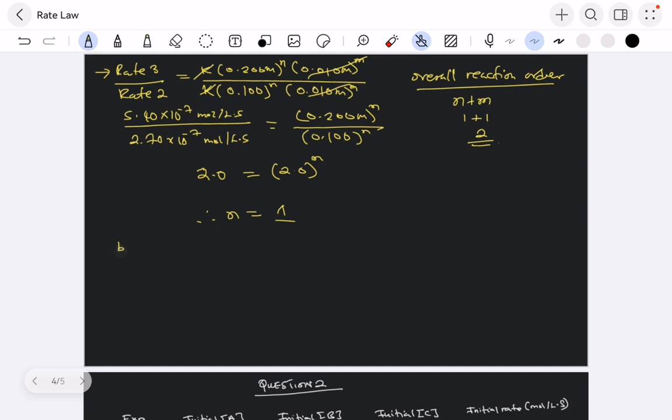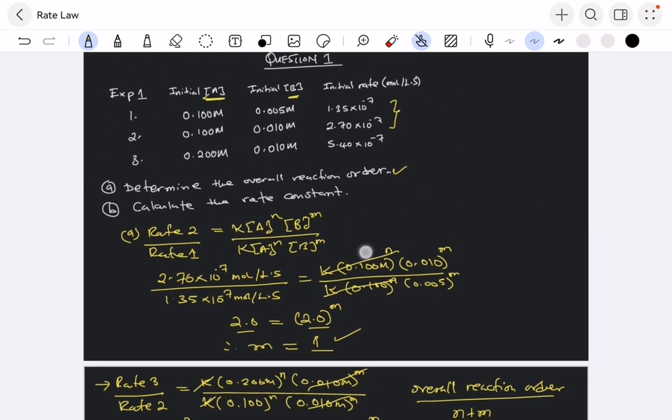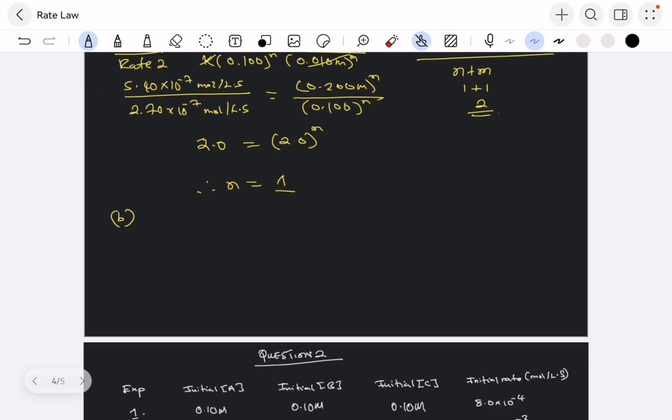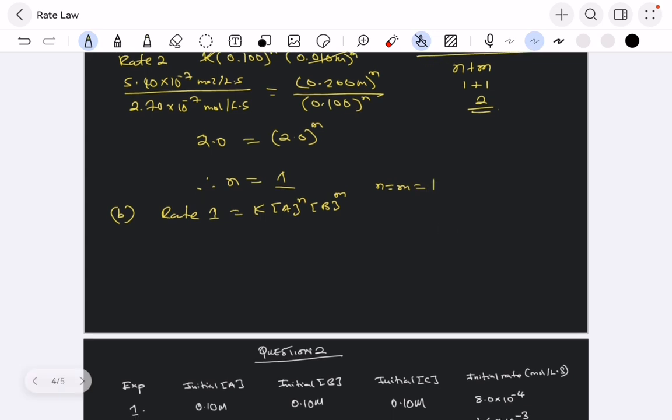Then for part B, the question requires us to find the rate constant. To find the rate constant, we can just pick one reaction. Say, maybe rate 1 for the first experiment. It's going to be K, then the concentration of A to the n, then B to the m. So here we know that n and m both are equal to 1. So to find the constant, it means that we are dividing by those concentrations.